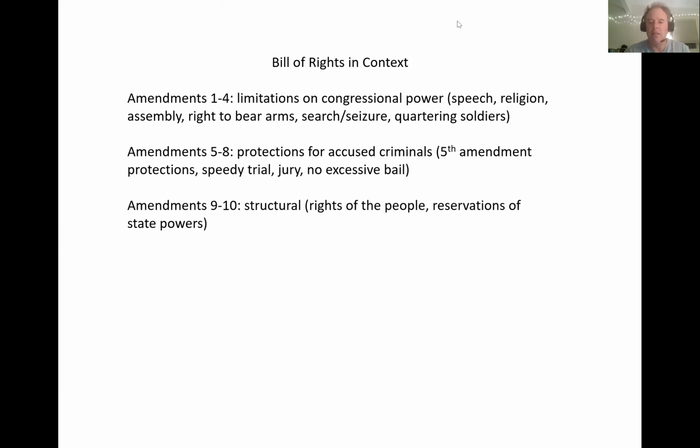So that's our lecture snippets for this week, and that brings us up to 1789 and the beginning of the constitutional system.